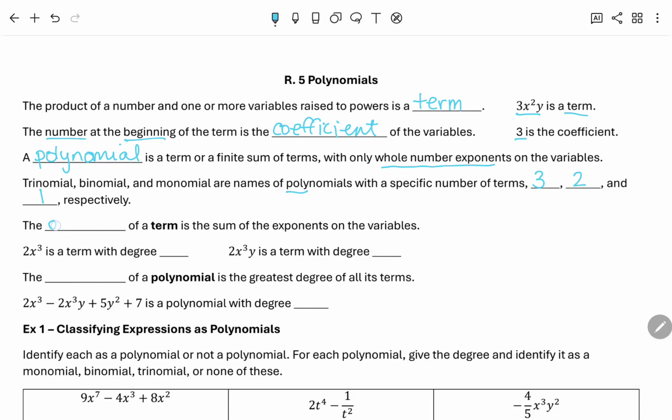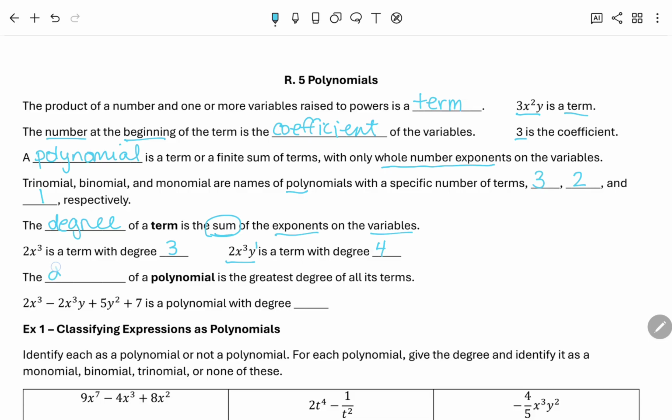The degree of a term is the sum of the exponents on the variables. So here we have a term, and it only has one variable, and its exponent is 3. So this is a term with a degree of 3. Here we have another term. It has a variable with an exponent of 3 and another variable with an exponent of 1. So this term has a degree of 4, because remember, we're having to sum the exponents on the variables.